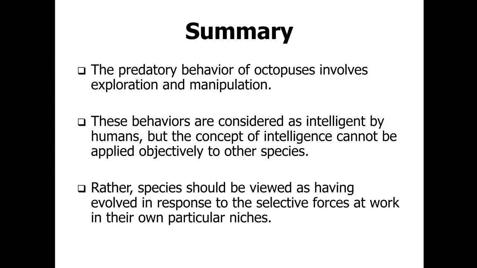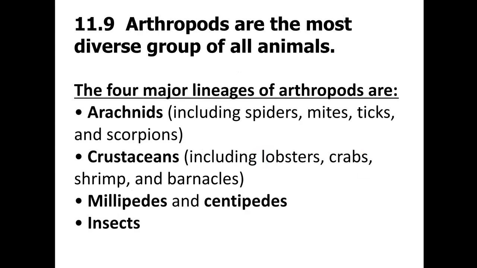So in summary, the predatory behavior of octopuses involves exploration and manipulation. These behaviors are considered as intelligent by humans, but the concept of intelligence can't be applied objectively to other species. Rather, species should be viewed as having evolved in response to selective forces at work in their own particular niches.